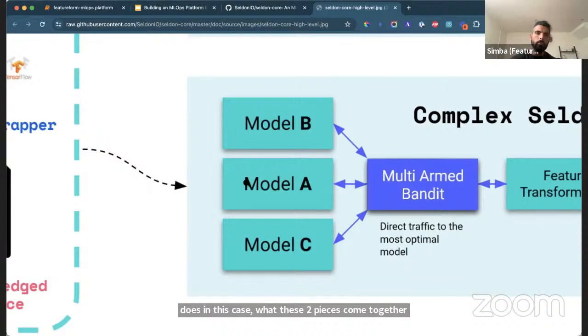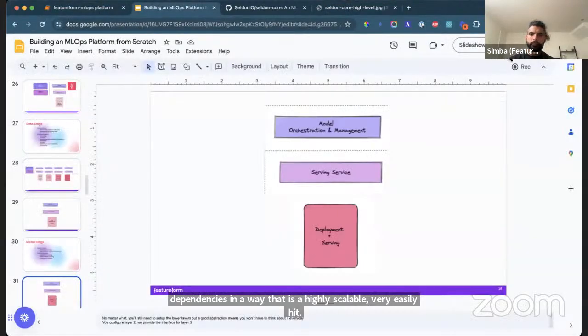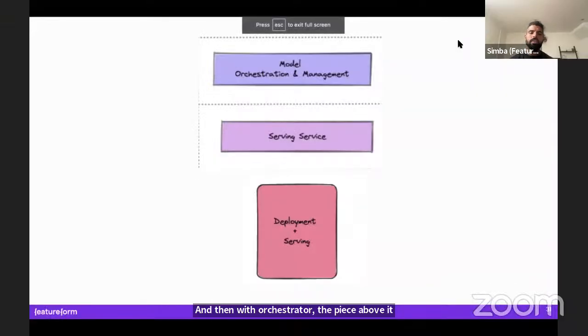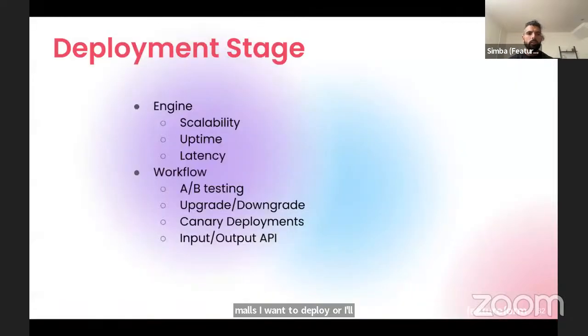allow you to actually deploy the model itself. You can package it and deploy it with its proper dependencies in a way that is highly scalable, very easily to hit. And then with the orchestrator, the piece above it, it gives you orchestration and management so that you can actually define, hey, here's what models I want to deploy, or I want to deploy this new version. I want to A/B test these two things, and all that gets solved for you.